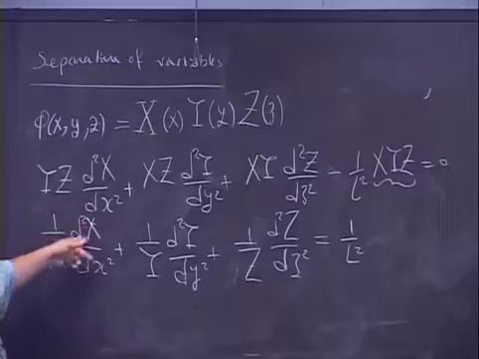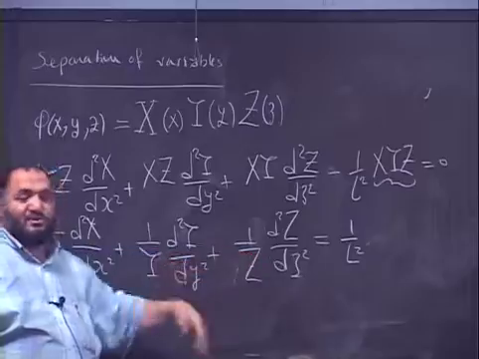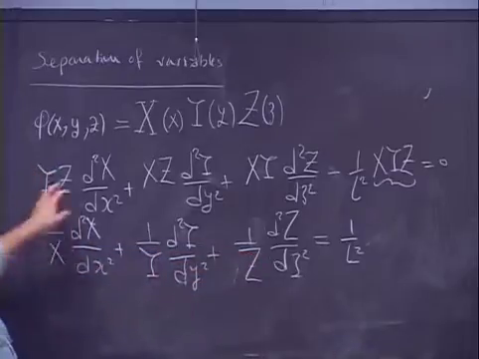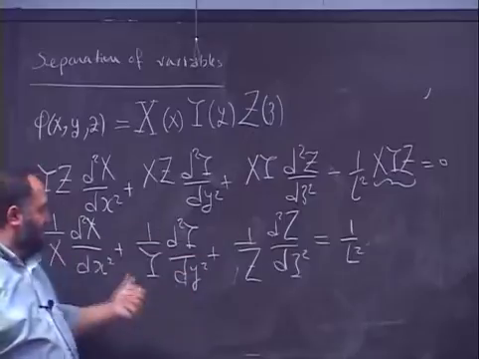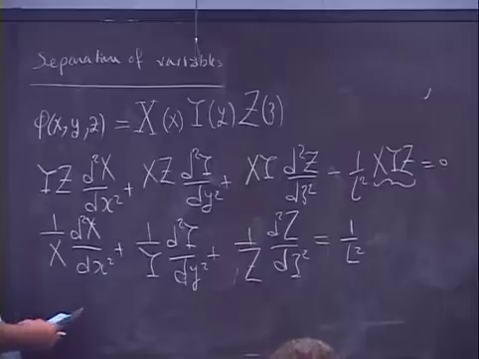This x function varies with x. This y function varies with y. This z function varies with z. But the summation of the three is constant, so this variation plus this variation plus this is constant. But the three constants are different, of course.